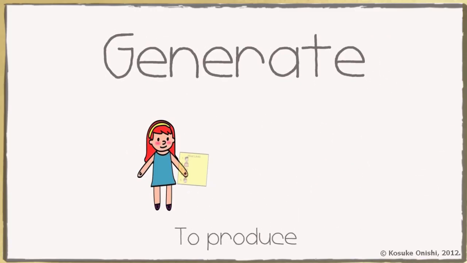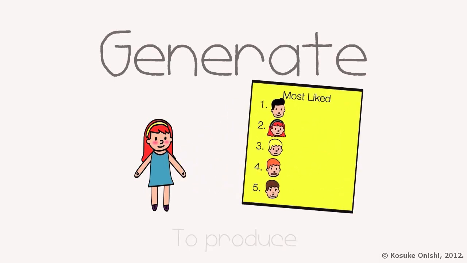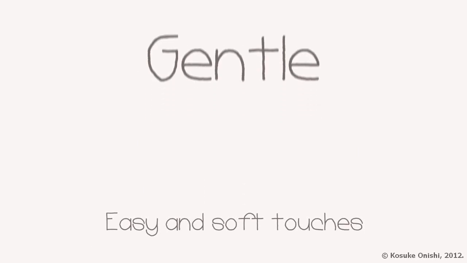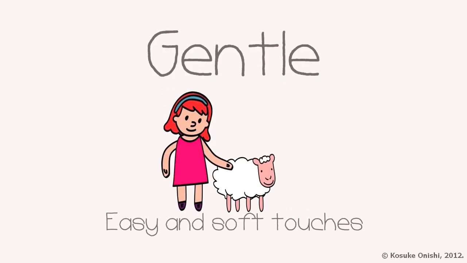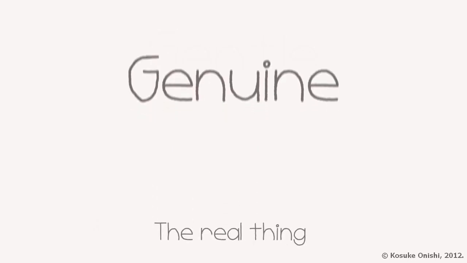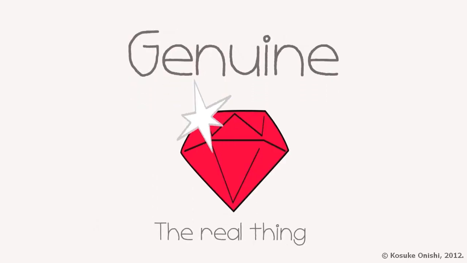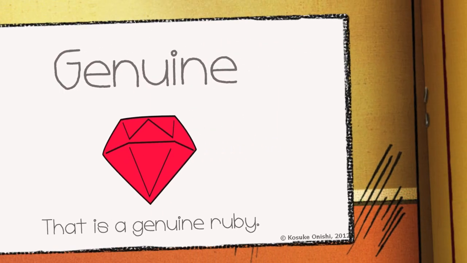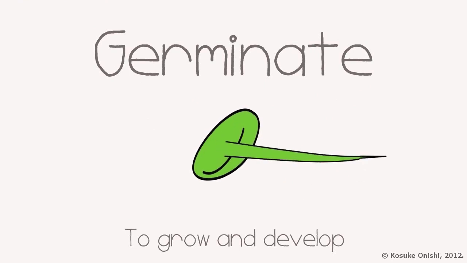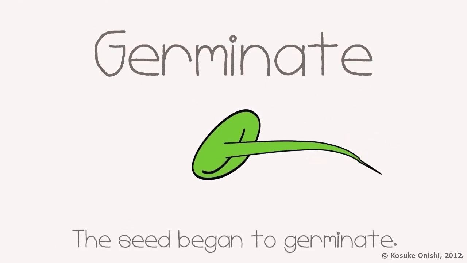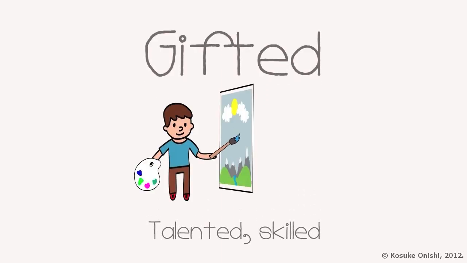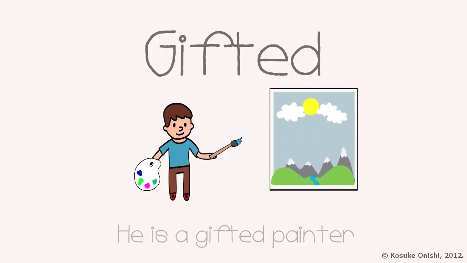Generate, to produce. She generated a list of people. Gentle, easy and soft touches. Please be gentle with the sheep. Genuine, the real thing. That is a genuine ruby. Germinate, to grow and develop. The seed began to germinate. Gifted, talented, skilled. He is a gifted painter.